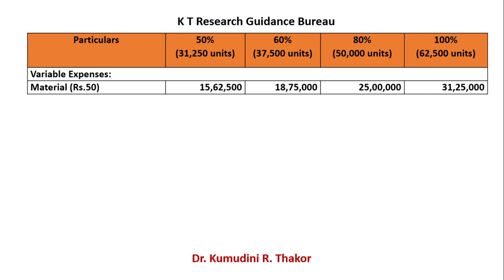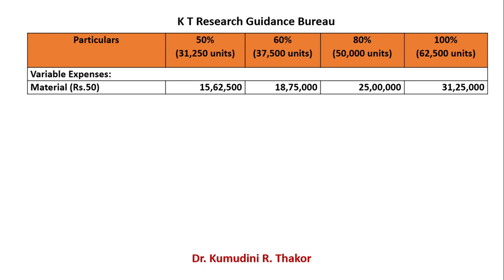Variable expenses, among them, first one is material. Per unit 50 rupees. So total expenditure equals number of units multiplied by 50. So your answer comes for 50%, 15 lakh 62,500. For 60%, 18 lakh 75,000. For 80%, 25 lakhs, and for 100% it is 31 lakh 25,000.